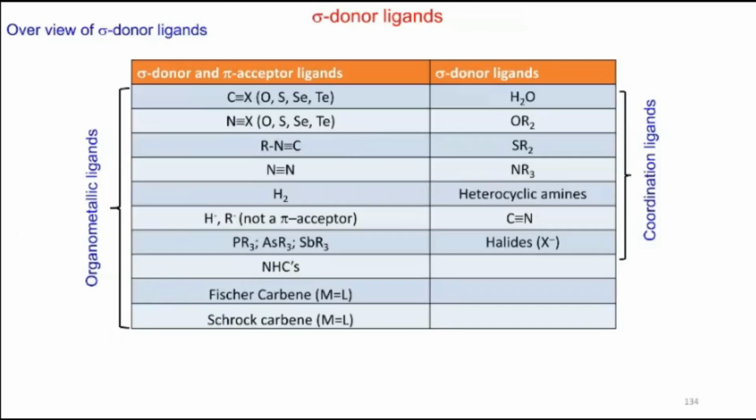Okay, this is the overall summary. I think we are concluding the sigma donor ligands, where we talked about starting with carbon monoxide and ending with the N-heterocyclic carbene and the carbene ligand.